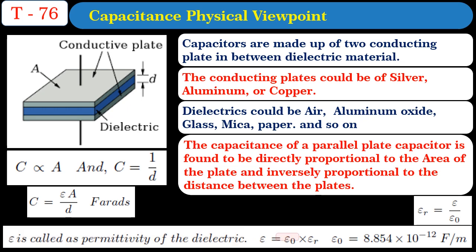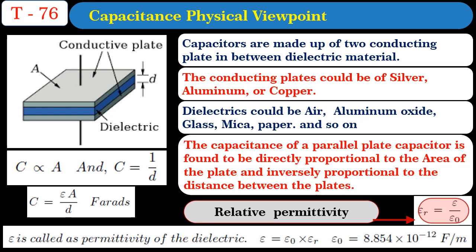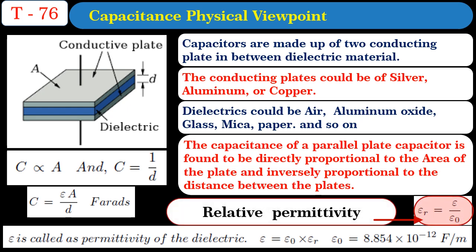Also, epsilon is equal to epsilon naught into epsilon r, where epsilon naught is equal to 8.854 into 10 to the power of minus 12 farads per meter. And epsilon r is called the relative permittivity and is defined as the ratio of the permittivity of the medium to the permittivity of free space.